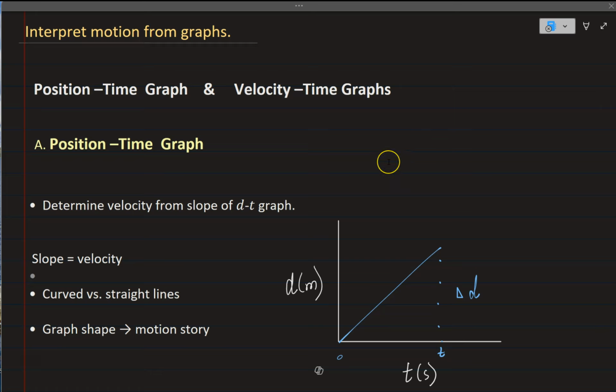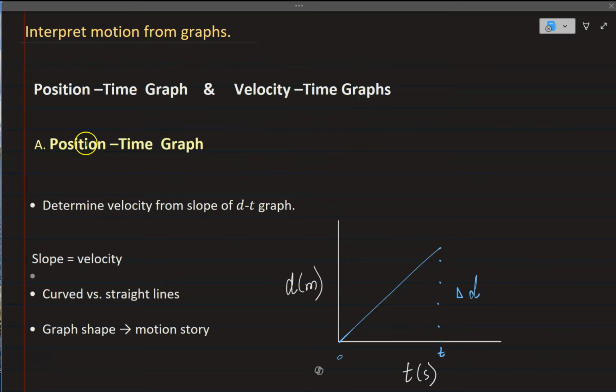Welcome back. All right, interpreting the motions from the graphs. So I've got two things to cover. One of them I already have, but I want to do a review. That's the position time graph. And the next one is the new one. That's the velocity time graphs that we're going to talk about.